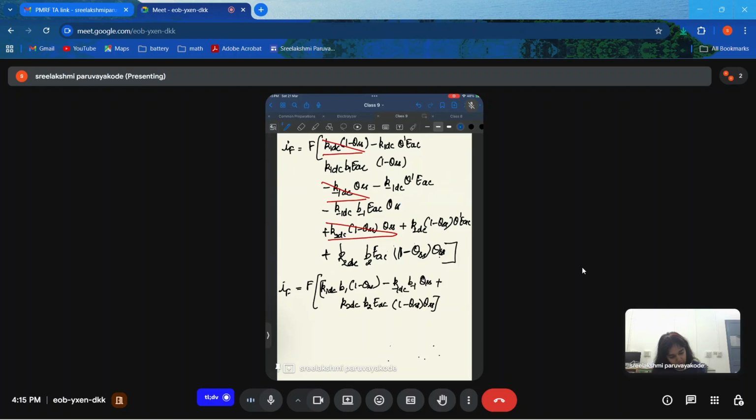Theta dash terms are like this term, this term and this term. So it is like minus K1 DC theta dash. I'm going to take it out. DC minus K minus 1 DC plus K2 DC 1 minus theta SS, the whole theta dash, and this entire thing will be multiplied by EAC, which is written outside. Right? This much is clear.